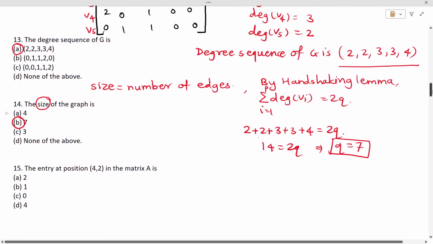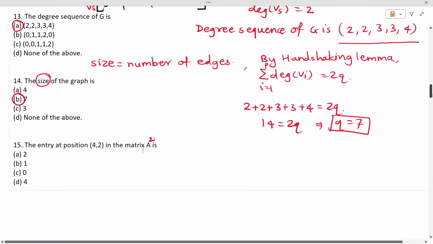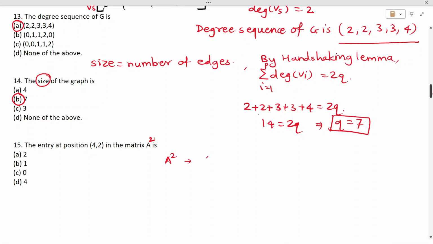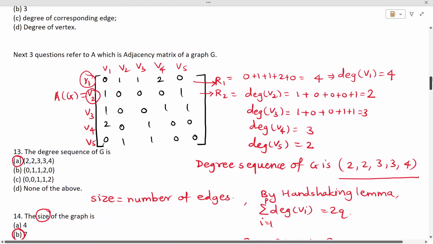The entry at position 4, 2 in the matrix A square is. We want to find the entry in A square. We have been given A. So 4, 2 means the 4th row, second column in A square. So I will multiply only the 4th row of A and the second column of A. So what is the 4th row? This is the fourth row.